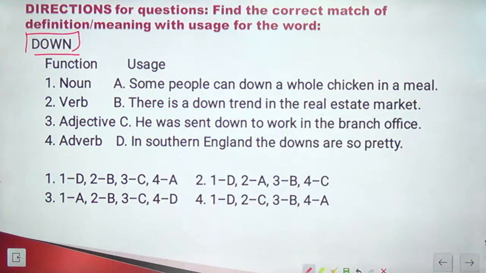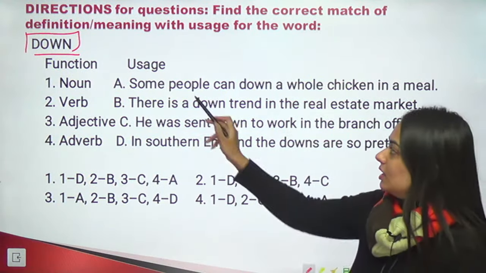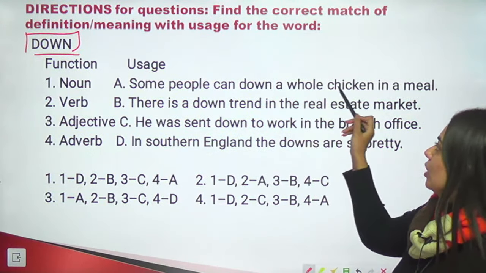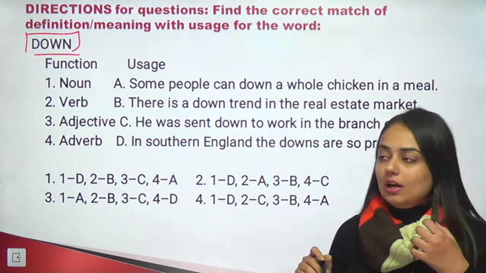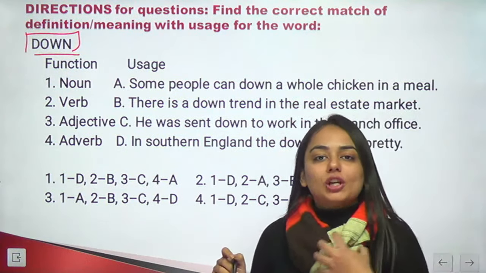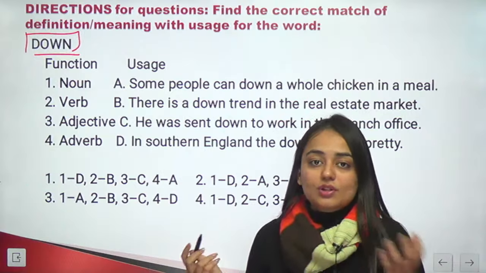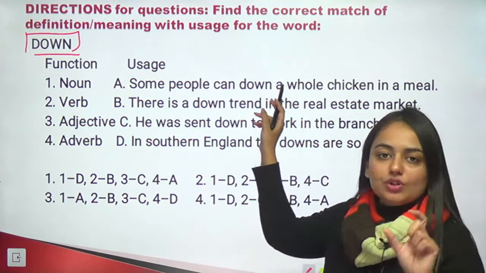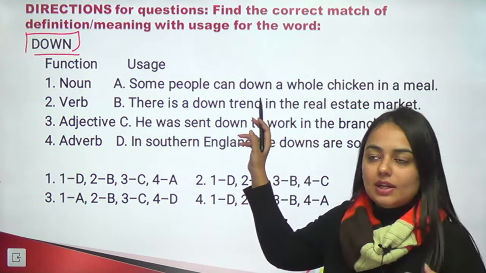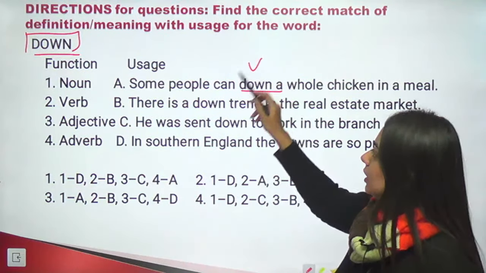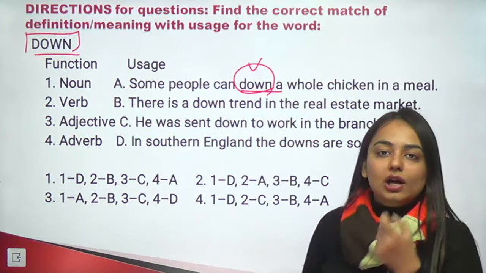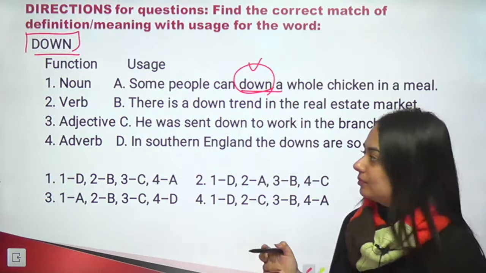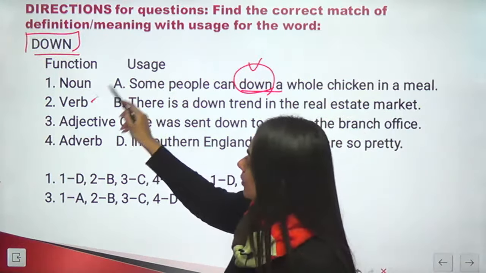Let's see if he's right or not. Some people can down a whole chicken in a meal. So it means they can simply gulp down the whole chicken in one meal. Gulping down is a verb. So this down, which is used for gulping down, you can say, is also a verb. They can do this. This is some action. Doing is some action. So gulping down it is an action. तो ये हुआ हमारा verb.